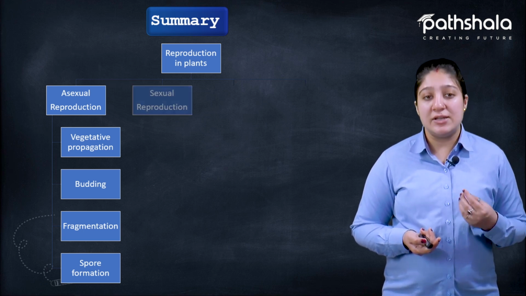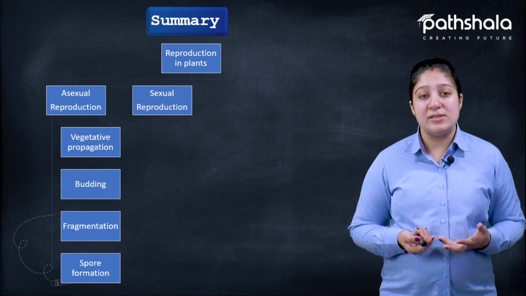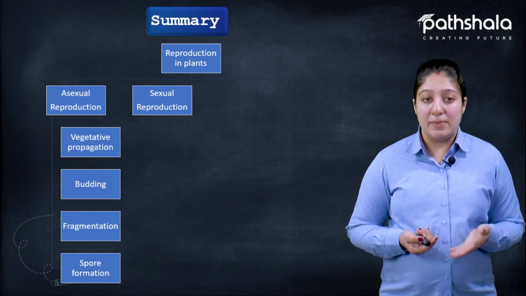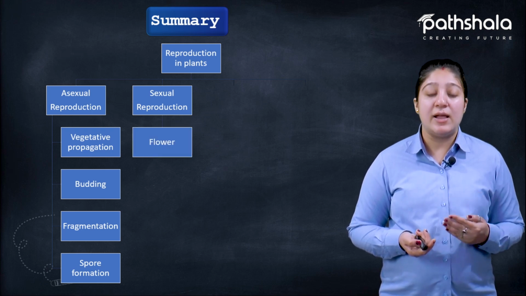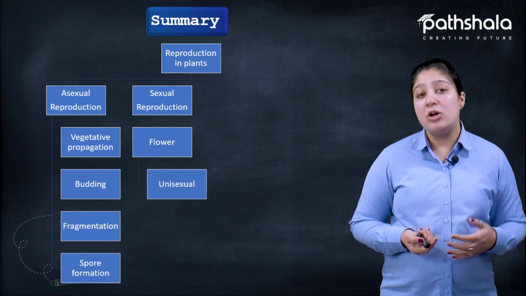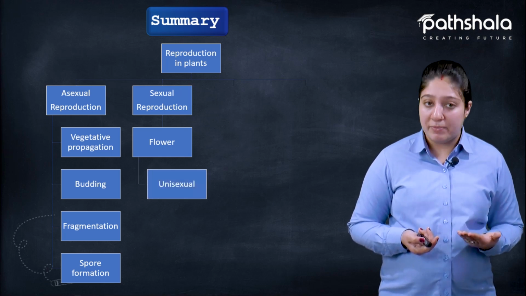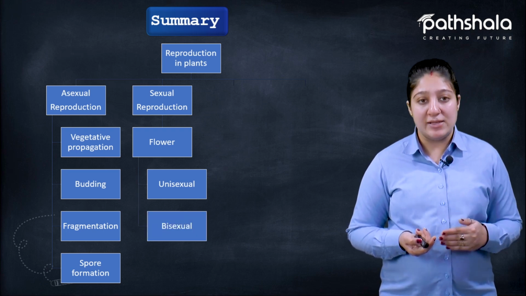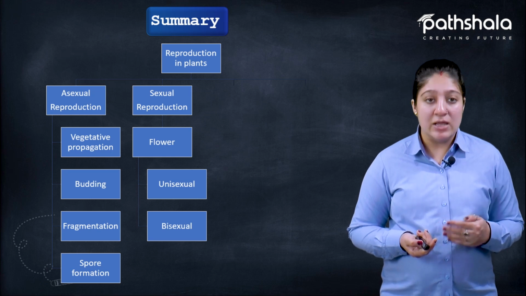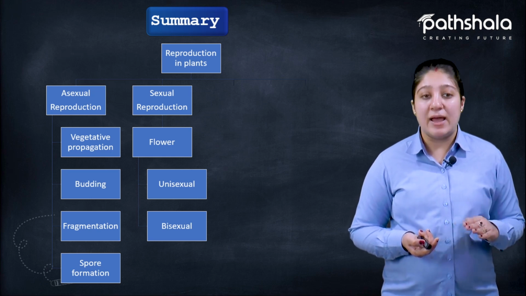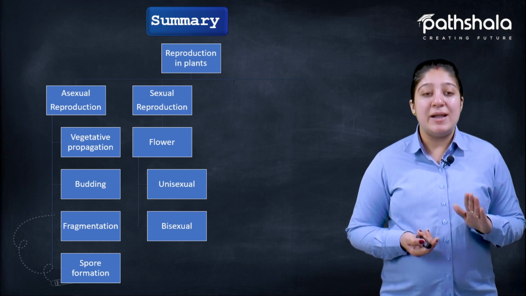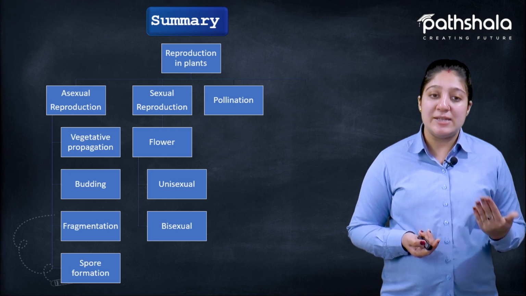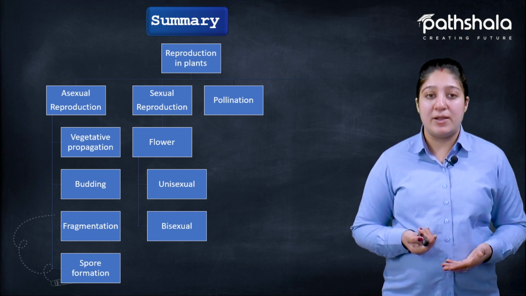But in the case of sexual reproduction, as we know, two parents are involved, or this is done by the reproductive part of the plant, which is the flower. And again we have seen that flowers, on the basis of presence of reproductive parts, are further divided into two types, unisexual and bisexual. Unisexual is basically a flower which has either of the parts, either pistil or stamen. But in the case of a bisexual flower, both the parts are present, stamen and pistil, for the process of reproduction.